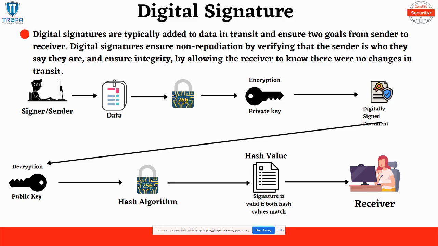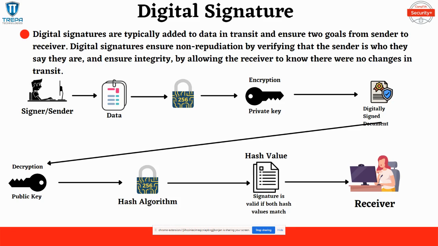Then, once the receiver receives your message or your data, the first thing it's going to do, the receiver that is, it will decrypt the signature using that public key. And then it's going to perform the same hashing algorithm against the data and then compare the two hash digests. And if they're the same, then you've just ensured non-repudiation and integrity of the data.